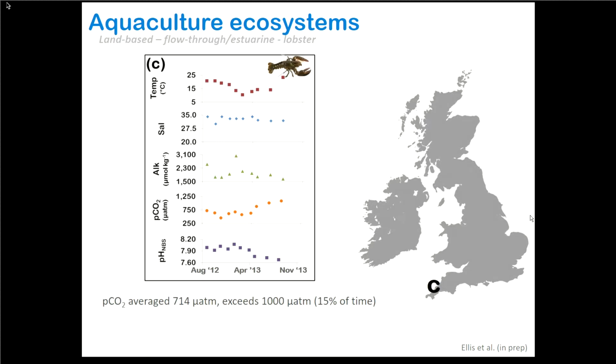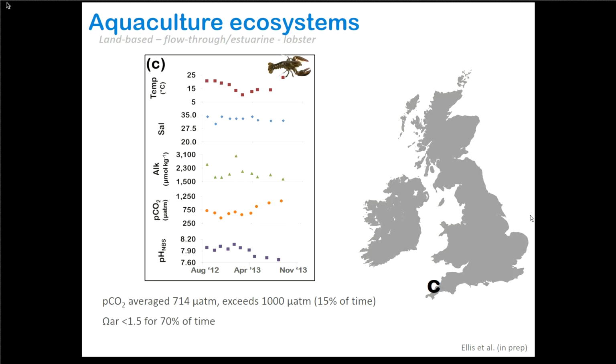However, again, looking at the environment in which they're being grown, as you can see, PCO2 here would certainly not be kind of benign. PCO2 averaged over 700 microatmospheres, and around 15% of the time exceeded end-of-century projections. So we're growing up lobsters here in an environment that we're calling optimal for their growth, but actually with respect to PCO2, we're moving away from what you'd certainly call optimal in a climate change setting.